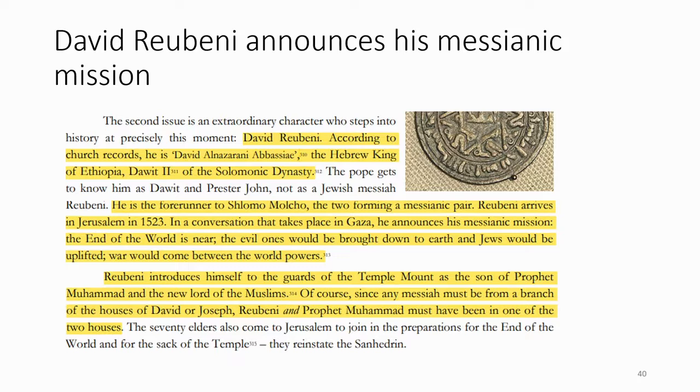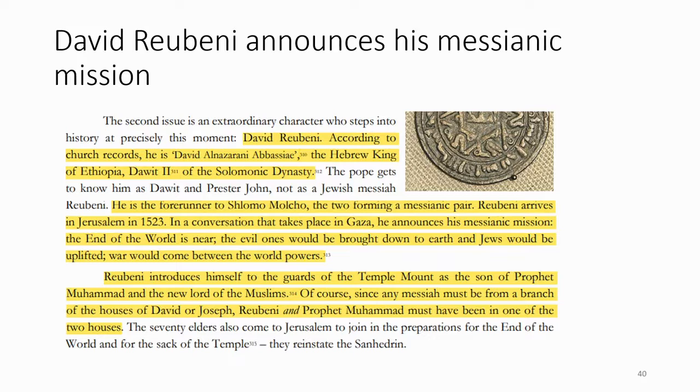To add to the complication, we have a figure called David Roubini, who announces his messianic mission. According to church records, he is David al-Nazarani Abbasasieh, the Hebrew king of Ethiopia, Dawit II of the Solomonic dynasty. The Pope gets to know him as Dawit and Prester John, not as a Jewish Messiah Roubini. He is the forerunner to Shlomo Malko, the two forming a messianic pair. Roubini arrives in Jerusalem in 1523.